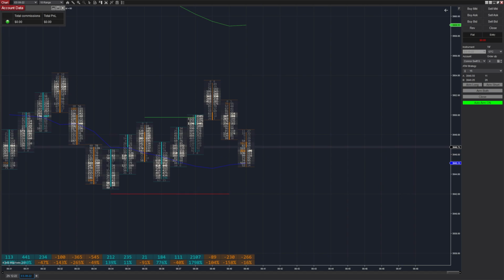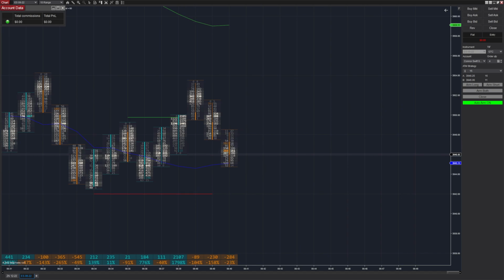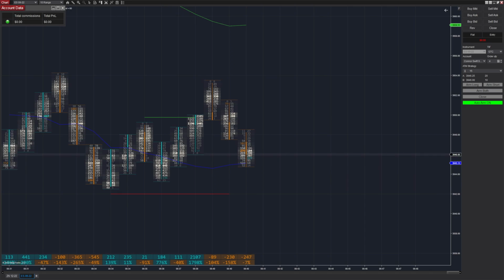It's been pretty choppy with no real direction being picked for the first 10 minutes of market open. The automatic mode combined with the order flow data not giving us an entry has kept us out of any potential losses.